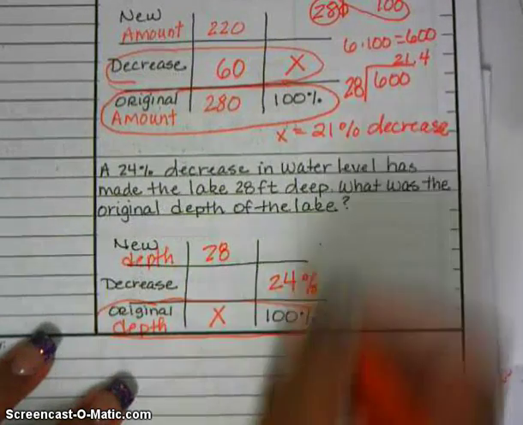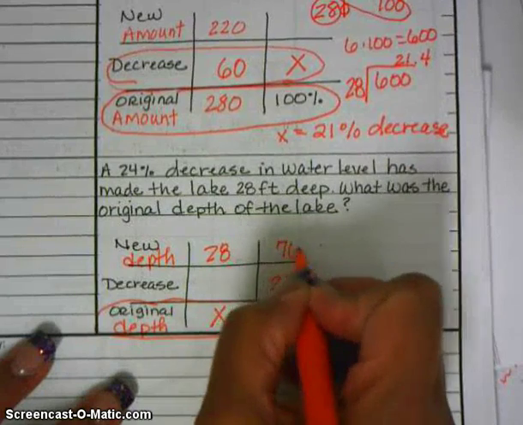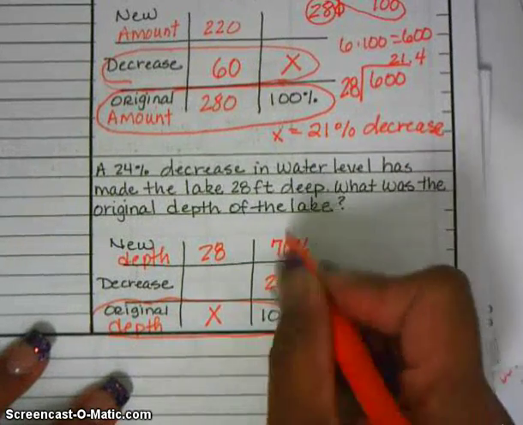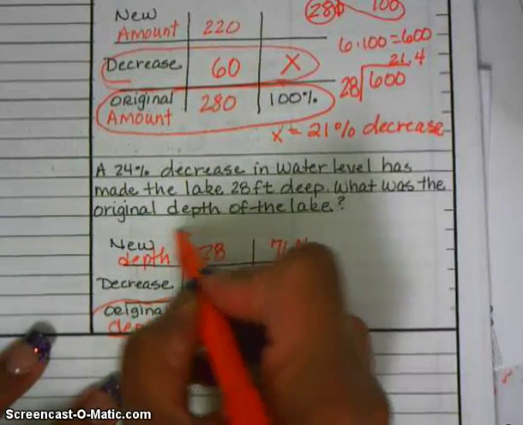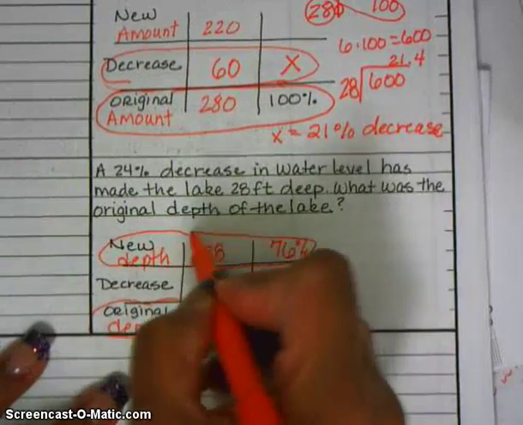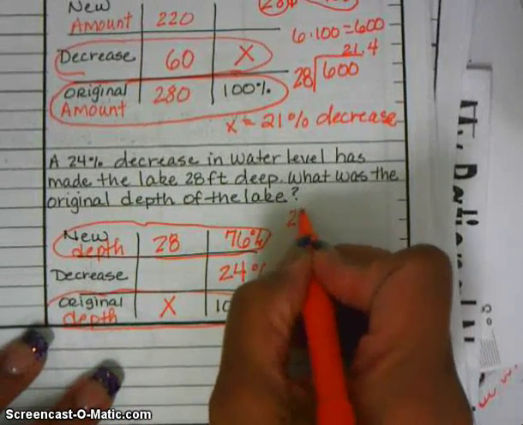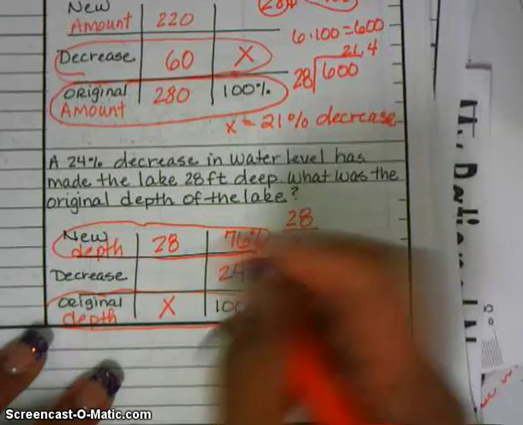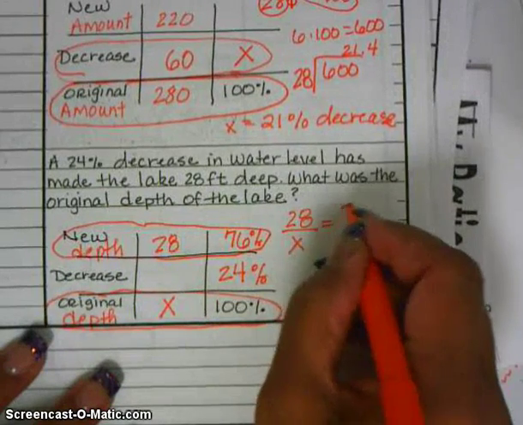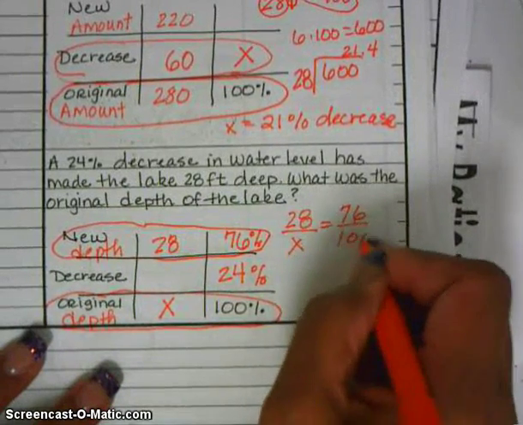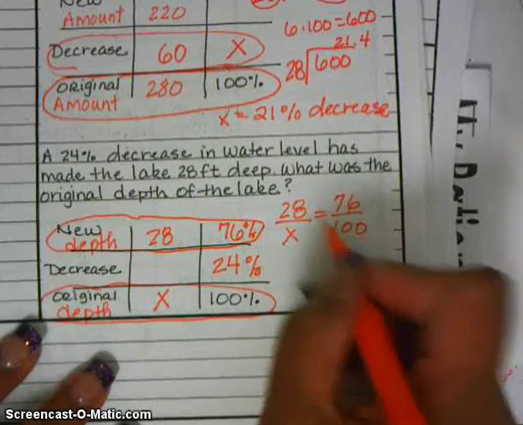100 minus 24 is going to give me 76%. So I can use this line here to set up my proportion. So I'm going to come over here and write 28 over x equals 76 over 100. I'm going to cross multiply and divide.